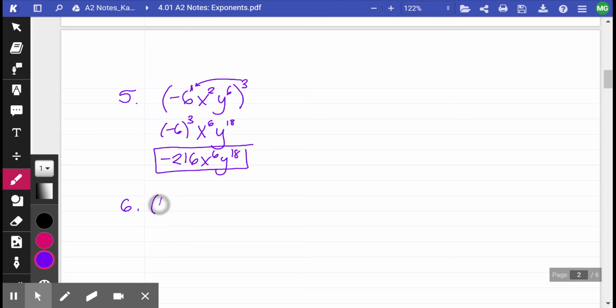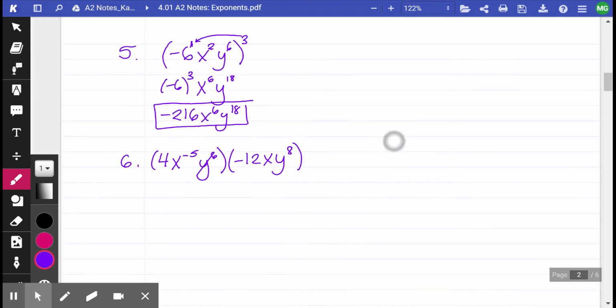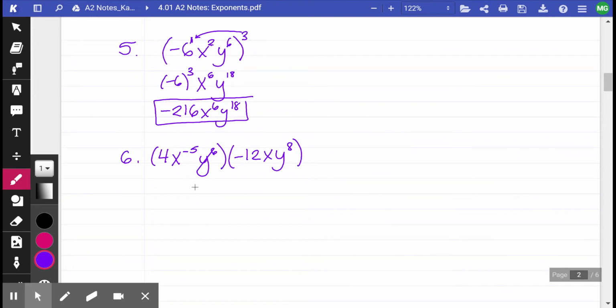Let's try another one. So this time let's do 4x to the negative 5th, y to the 6th, times negative 12x y to the 8th. And the thing with these, a lot of times there's more than one way of doing it in different orders, and that's okay. So, you know, some of you like to be very consistent, and that's great. Others just kind of look at it and start going, and that's okay too. So 4 times negative 12, we're just multiplying these. So we get negative 48.